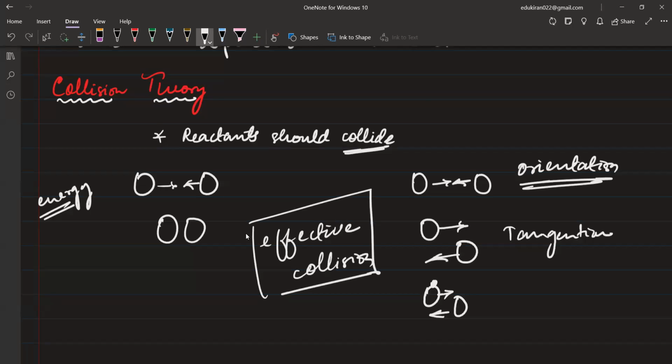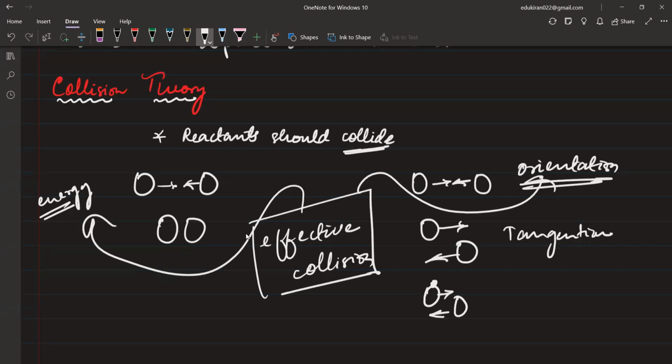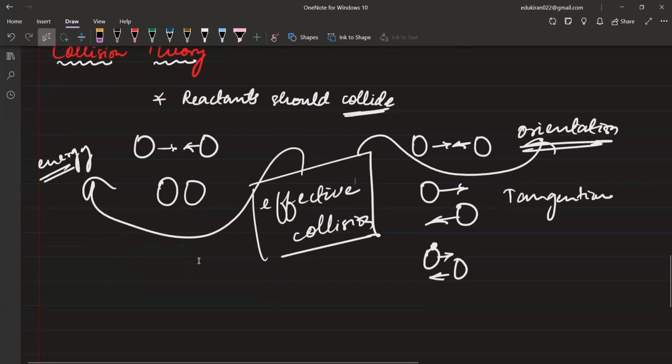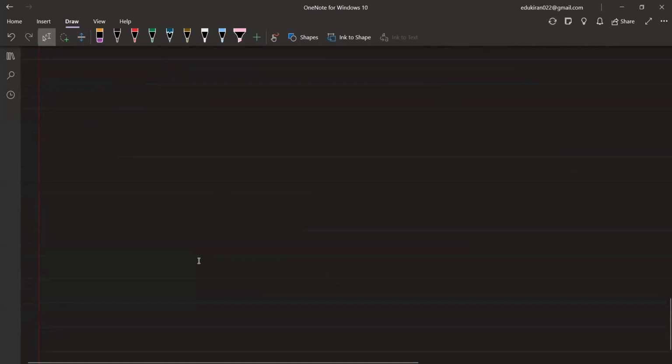Effective collision should happen. A reaction can only happen if there is effective collision. And what are the conditions for effective collision? Energy and orientation. Is this clear? Yes or no, please tell me, guys. Yes, sir. All of you are clear with this? Okay. Anyone with doubt, please tell me. Shaheen, Lubna?